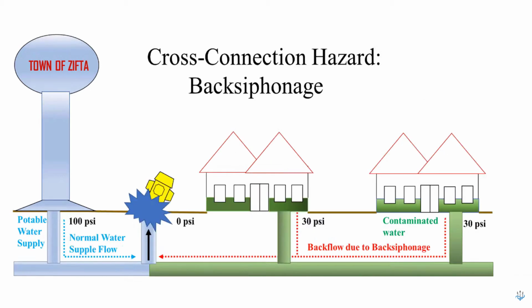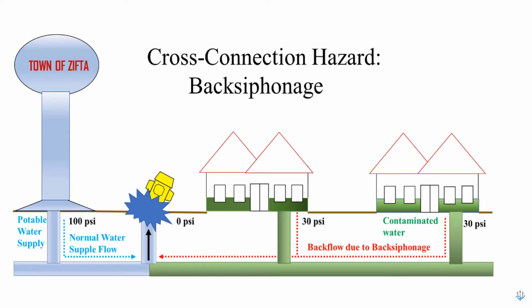Here's a problem with back siphonage, and this is probably more common, where a car or vehicle loses control and takes out a fire hydrant. And so that positive pressure of 100 psi is coming from the local town of Zifta, if that's a real town. Their potable water supply normally feeds a neighborhood at 100 psi of pressure, which is pounds per square inch. Water follows the path of least resistance, just like oxygen and air does.